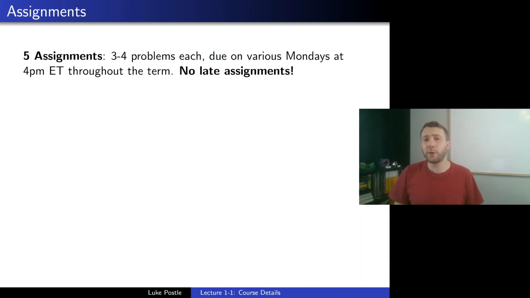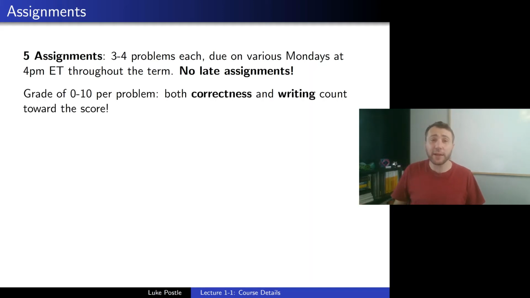Let me talk a little bit more about assignments. There will be 5 assignments throughout the term, and you can look at the syllabus and the course information for more details. Those are on the Learn website for the exact dates when those are due. But they'll basically be 3 to 4 problems each, and they'll be due on various Mondays at 4 p.m. Eastern Time throughout the term. An important point is that there are no late assignments allowed. So if you have a late assignment, you get a score of 0.